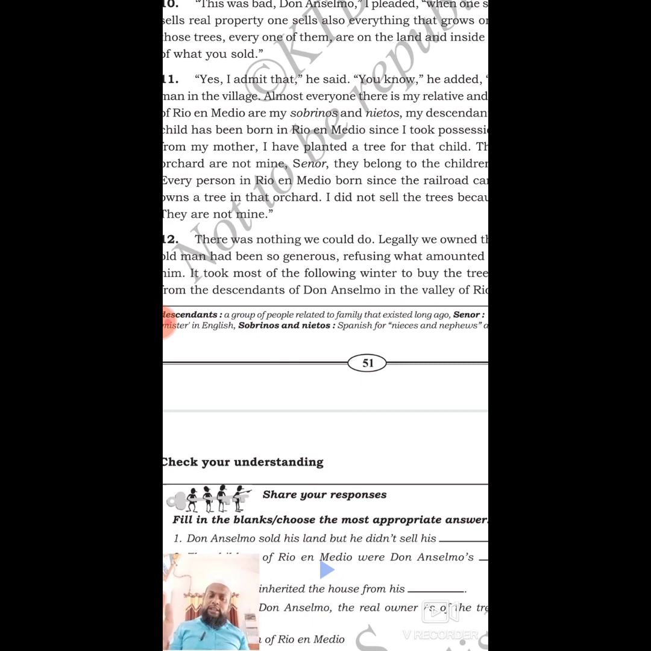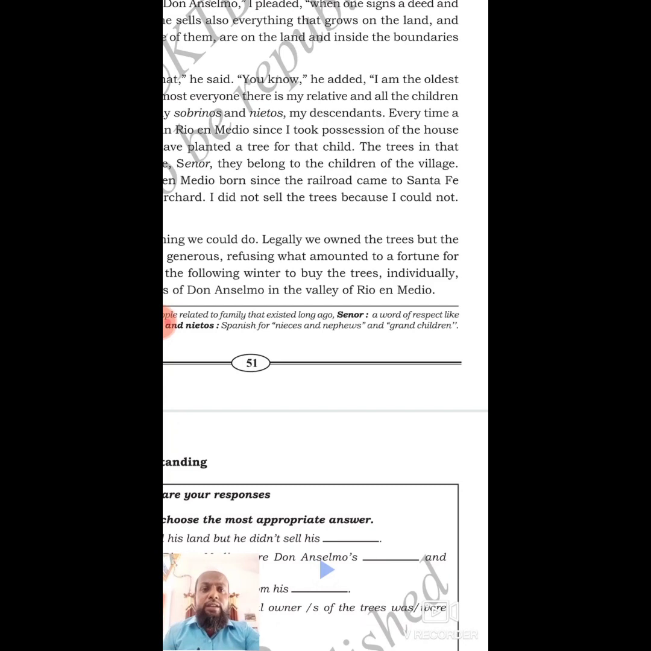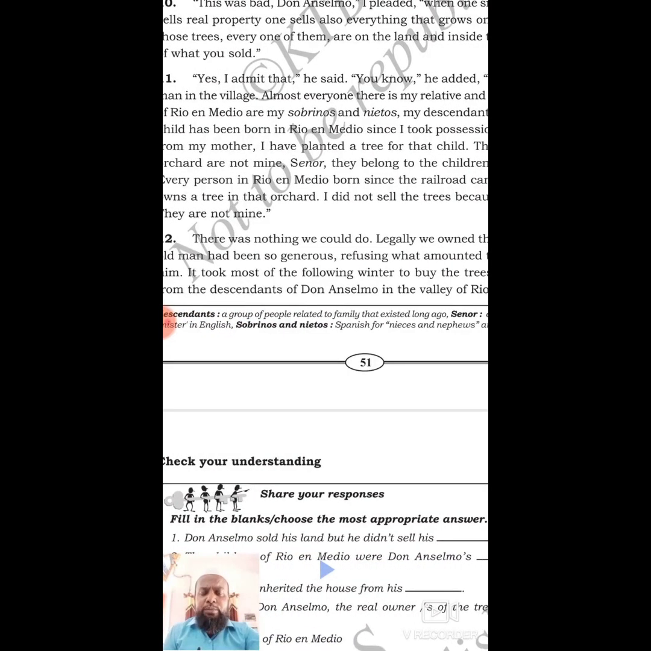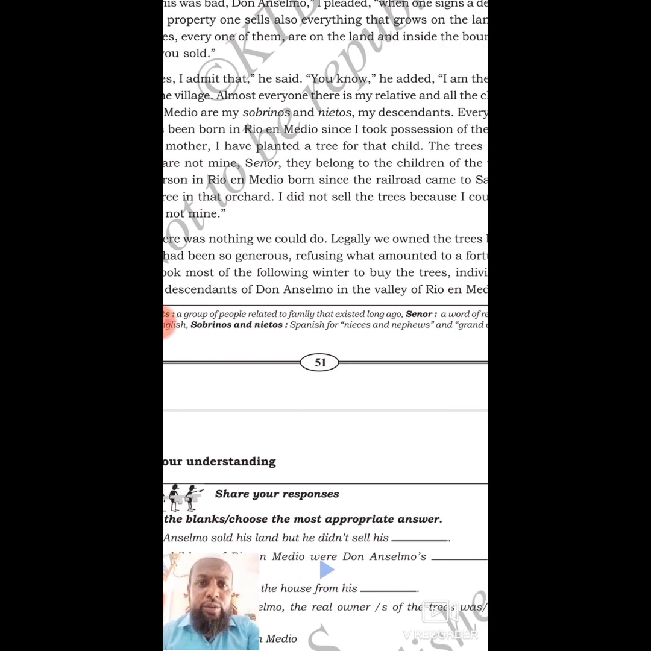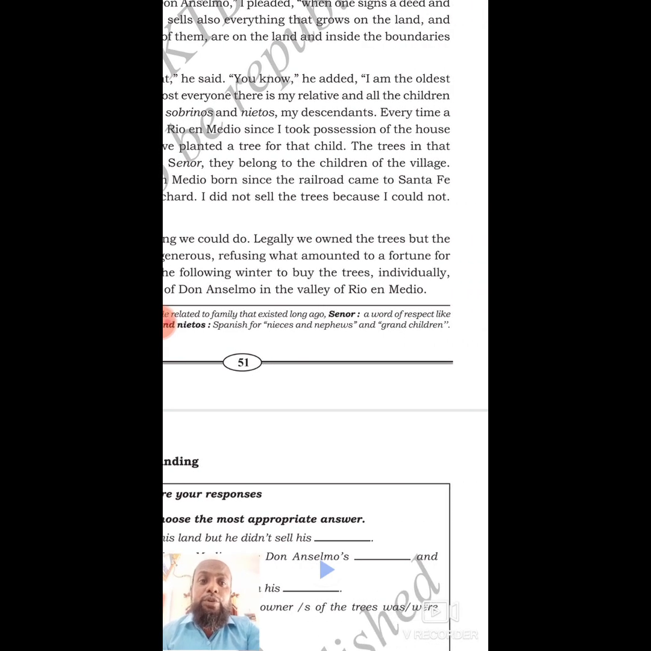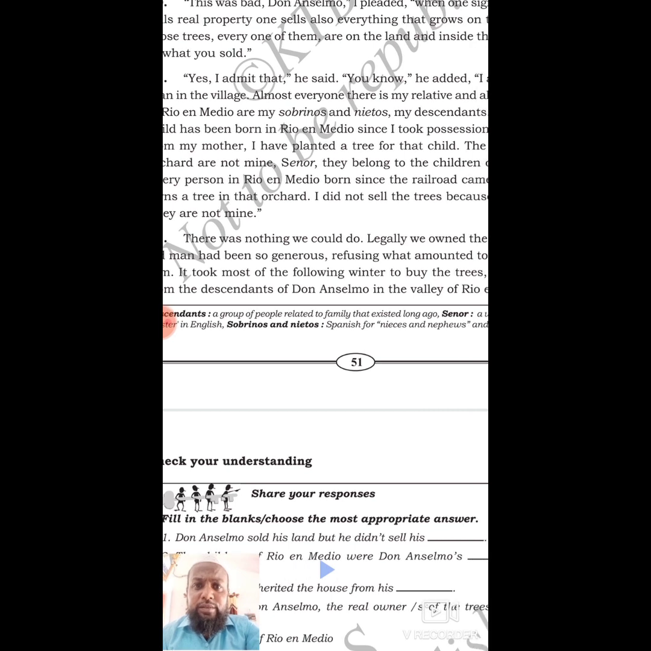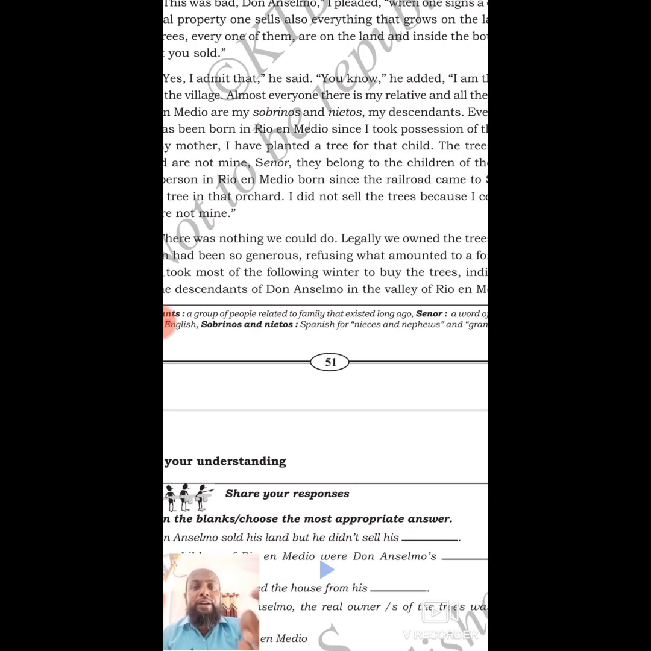For a long time, whenever I have taken possession of that property, every time a child has been born in Rio en Medio, since I took possession of the house, I have been the owner of that house. From my mother, I have planted a tree for that child.